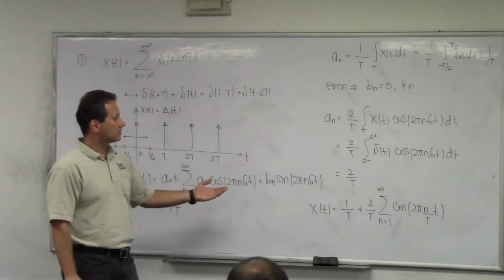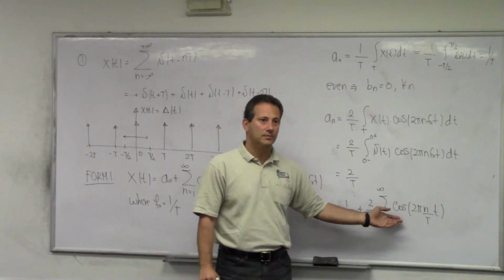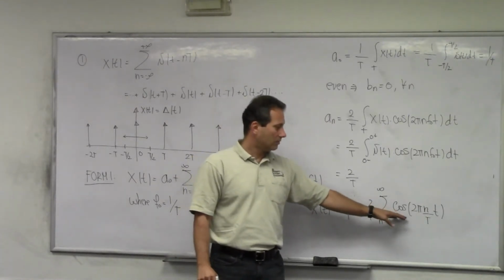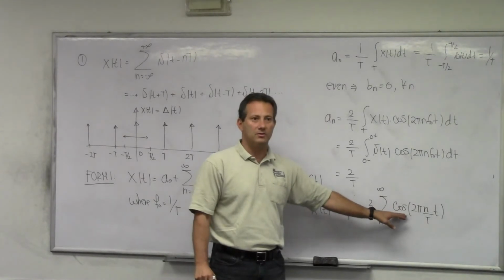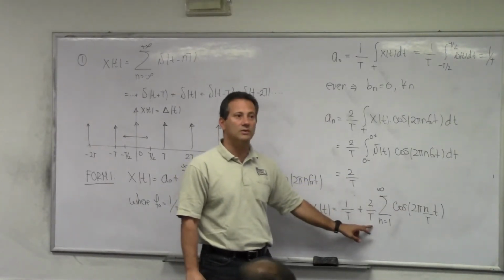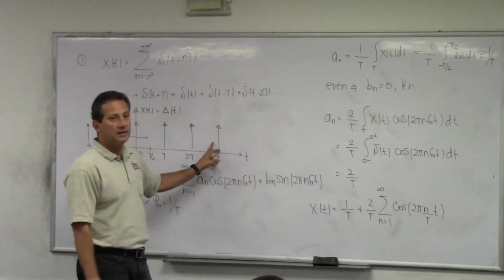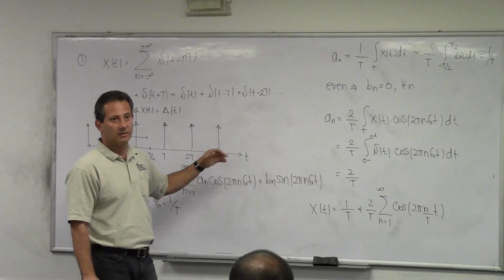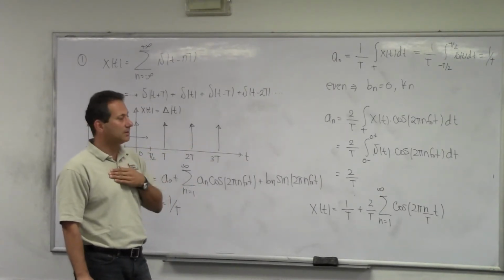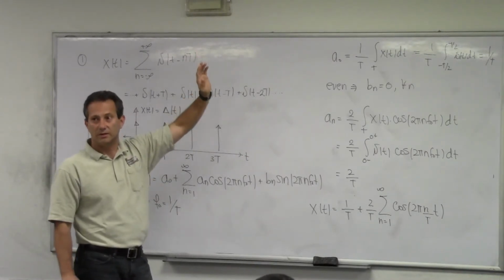What's interesting about this one is that it has all harmonics. They're all of the same magnitude, right? They never decrease. They're always having the magnitude 2 over T. So to build this waveform, I need an infinite band, right? Because I need all the cosines of an integer multiple of the fundamental frequency all the way to infinity.